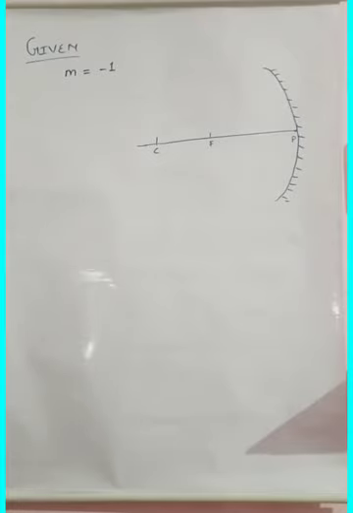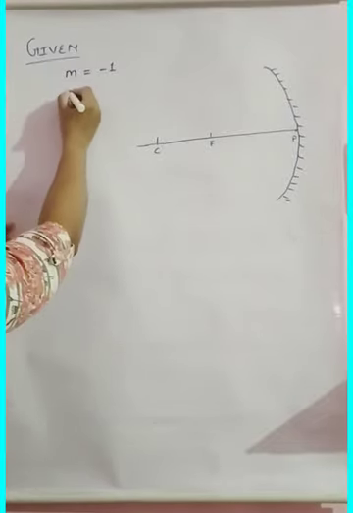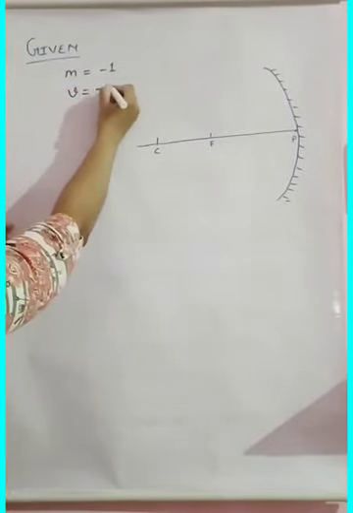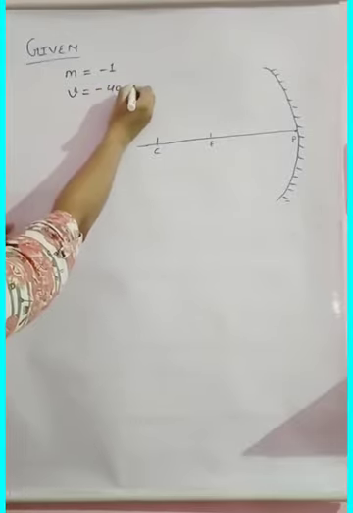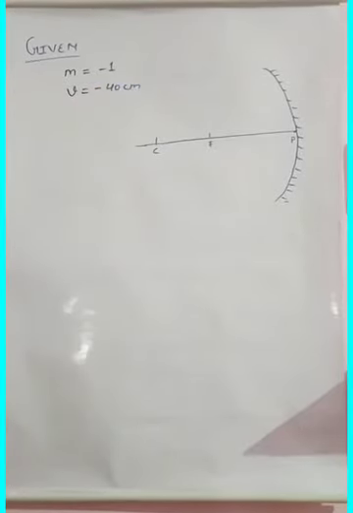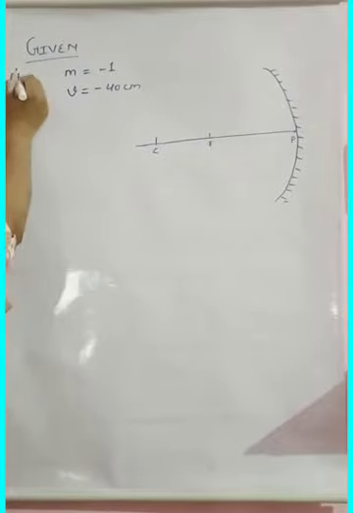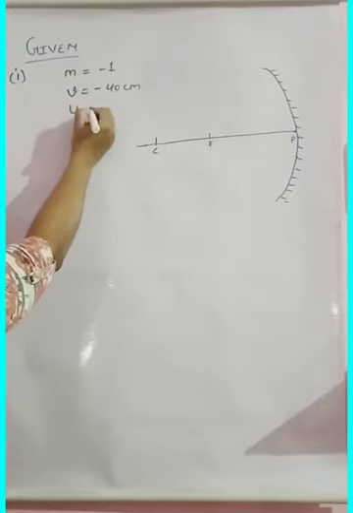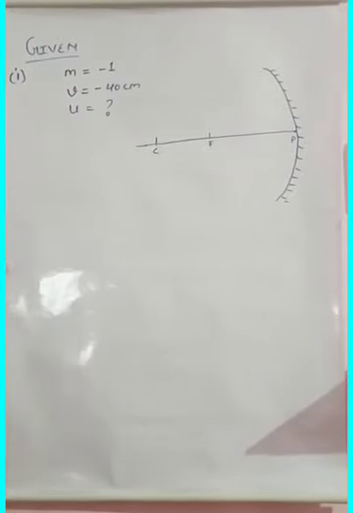If the image is at a distance of 40 centimeter, they have given us the image at a distance of 40 centimeter. Now further, from the mirror, where is the object placed? If you read this question, they have asked two questions in the same question. So first I am solving the first part of this. They have asked us to calculate the object distance.